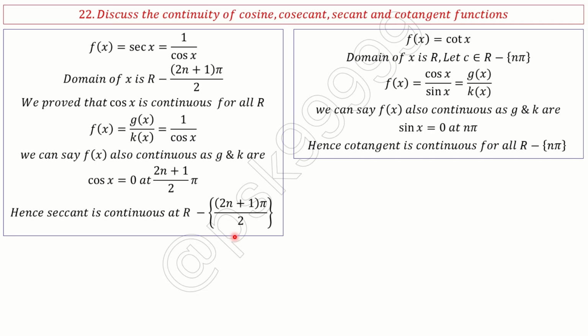For cot x, you have to check wherever sin x is 0, the function is not defined. So cotangent is continuous for all R minus n pi.